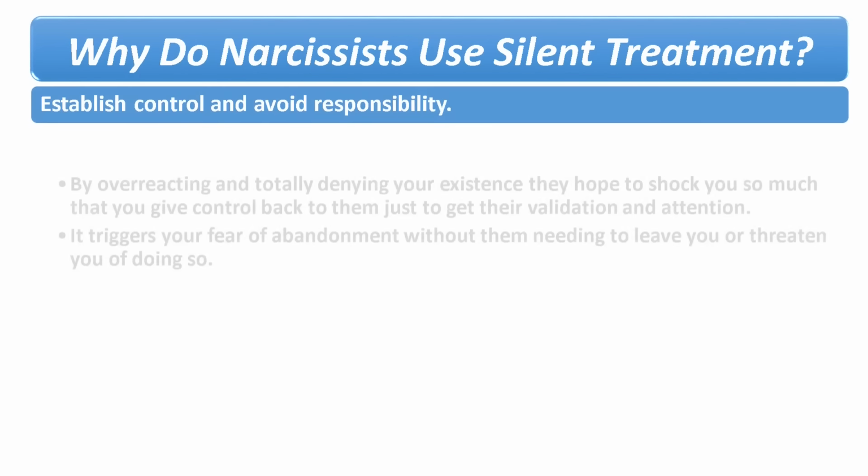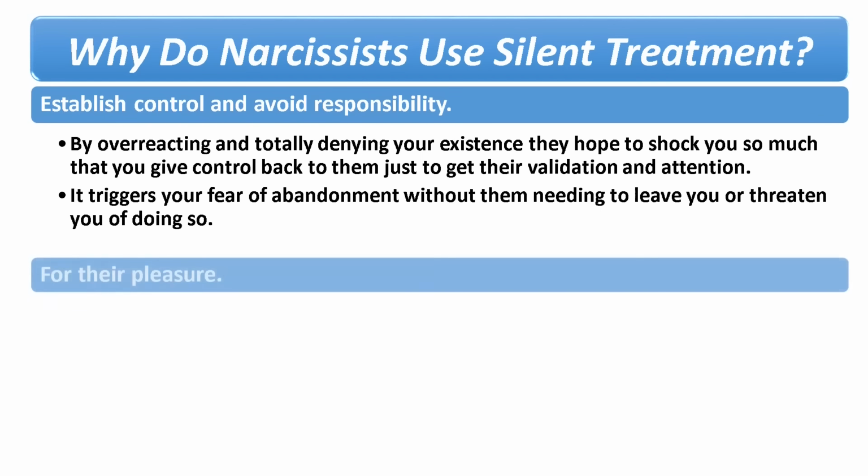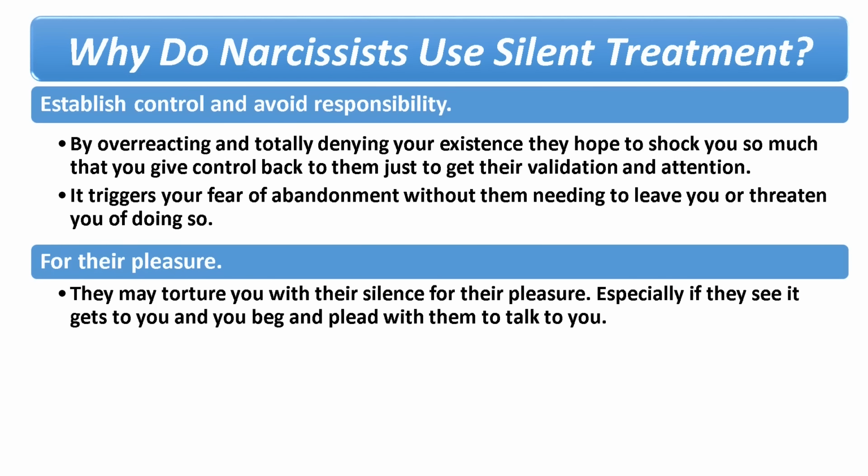Establish control and avoid responsibility. When you start to try and hold them accountable for their actions or enforce your boundaries, they will feel that they are losing control over you. By overreacting and totally denying your existence, they hope to shock you so much that you give control back to them just to get their validation and attention. It triggers your fear of abandonment without them needing to leave you or threaten you of doing so.